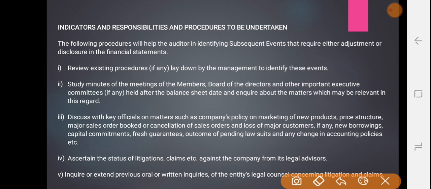Okay, we'll move on to the next concept, that is indicators, responsibilities and procedures to be undertaken with respect to subsequent events. So here we are discussing the procedures which will help the auditor in identifying subsequent events that require either adjustment or disclosure in the financial statement.